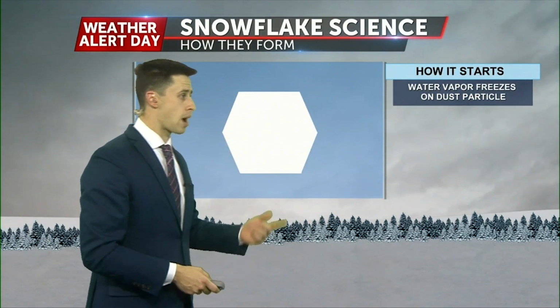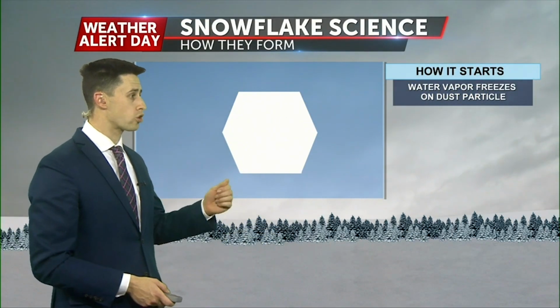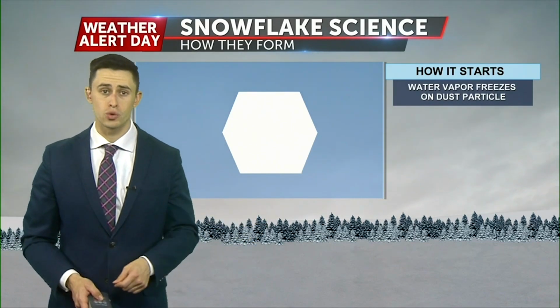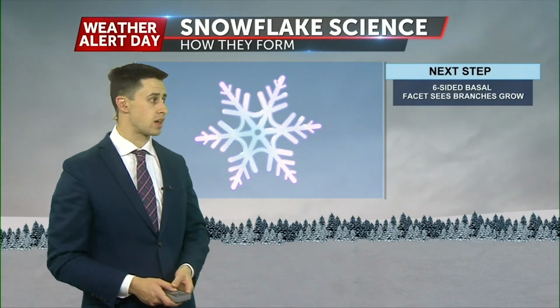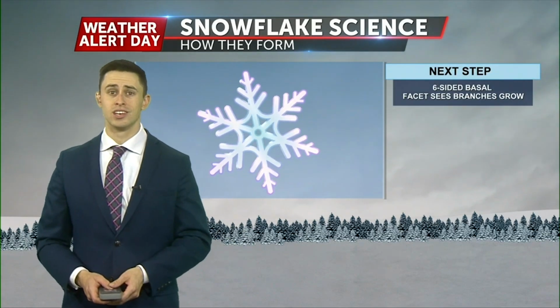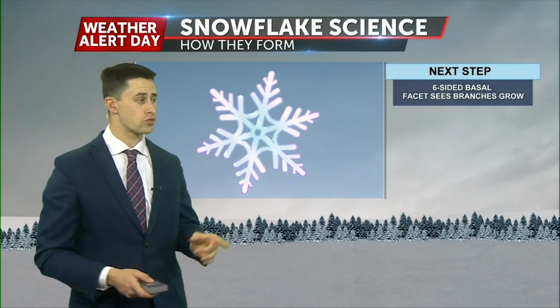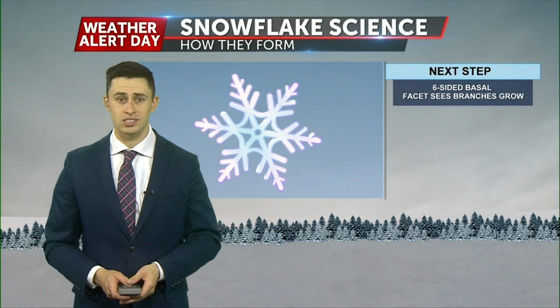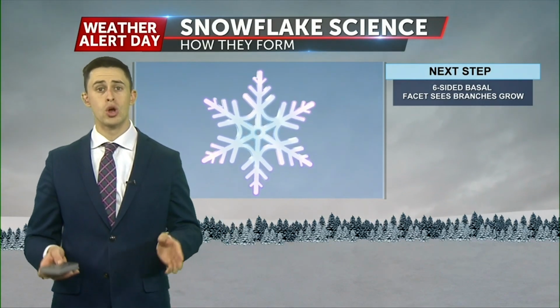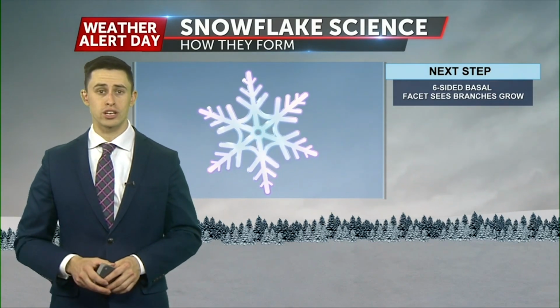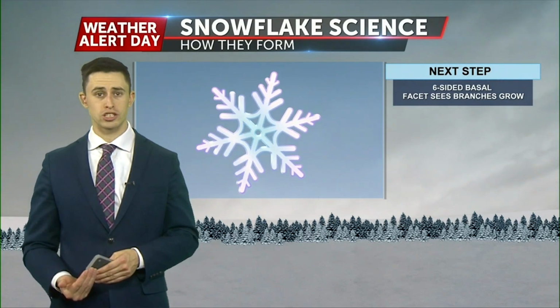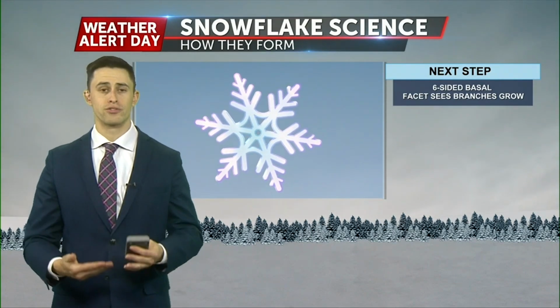Well, usually in the upper atmosphere in the clouds, it starts out as water vapor and it starts to freeze onto a dust particle. Now, this is actually going to be a six-sided shape that's called a basal facet. Now, this will eventually start to form branches on each one of those six sides. Now, this happens because water vapor will slowly continue to freeze on each side, and it continues to branch off with more branches forming on those branches, just kind of a pattern effect.